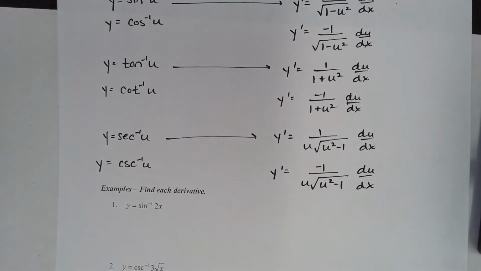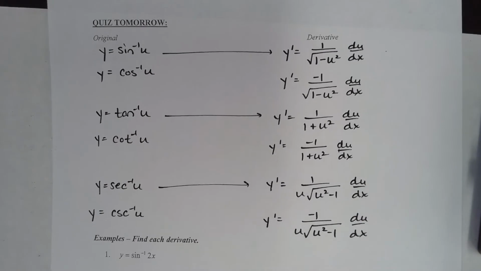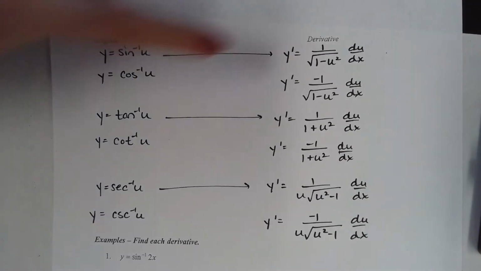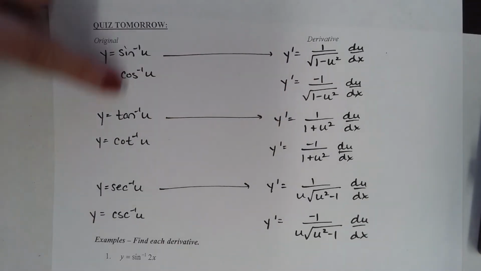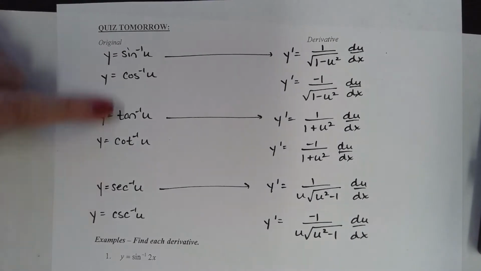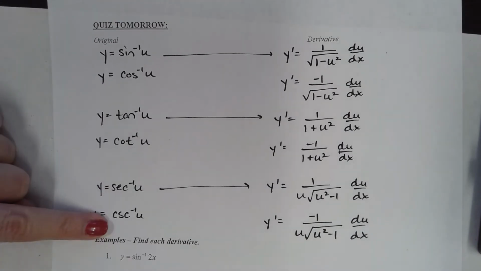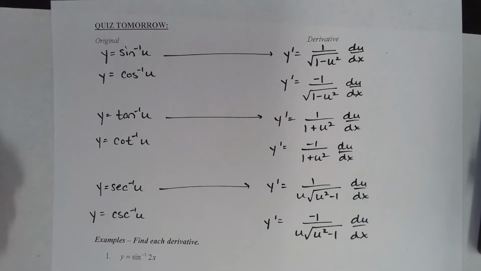So these are the 6 inverse trig derivatives that you need to memorize. Yeah, it's 6. I count it as 3 because if you know the 3 for sine, tangent, and secant, then all of the co-functions just have a negative 1 on top. So that shouldn't be too bad, hopefully.